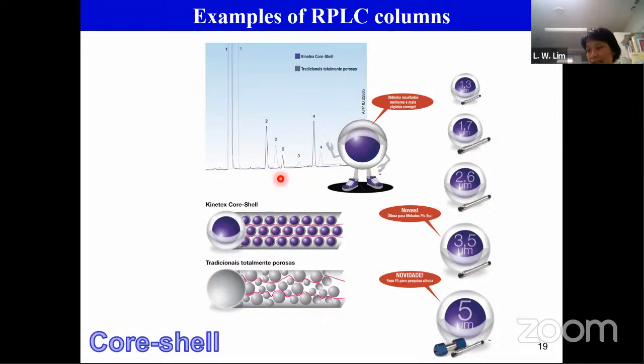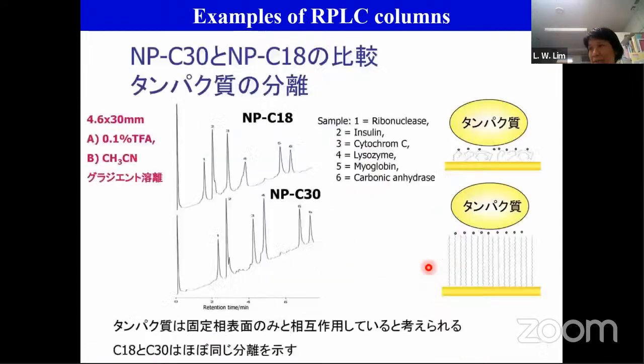So this is one of the recent trends in making column particles. Another type, I remember last week I talked about, I'm trying to make C30 columns. Sorry, this slide is in Japanese. I just want to share the difference between the C18 and the C30. Sometimes when we want to separate, like ribonuclease, insulin, cytochrome, and then this is more like proteins.